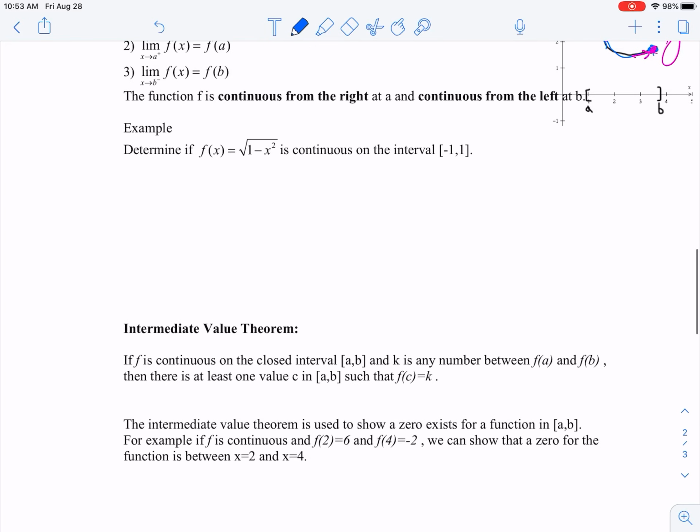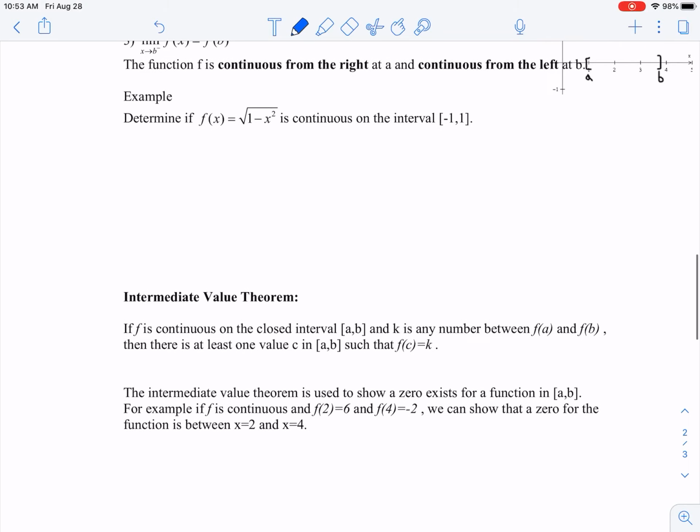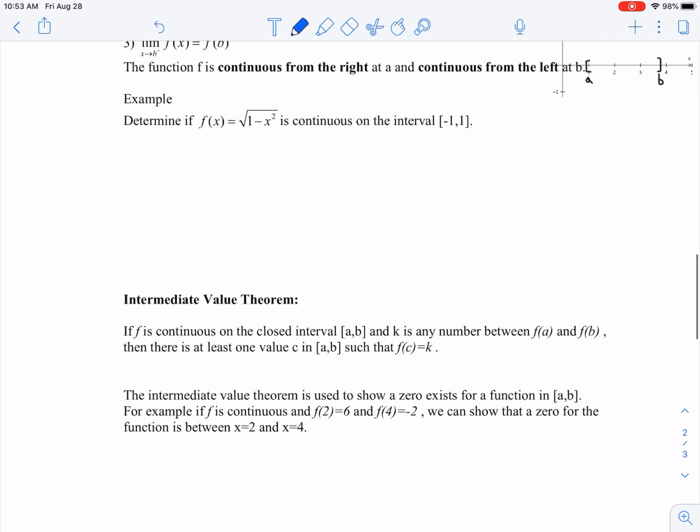We want to determine if f of x equals the square root of 1 minus x squared is continuous on the interval from -1 to 1. Well, I'm going to rewrite that problem as y equals the square root of 1 minus x squared. I'm going to square both sides, add x squared to the other side. Anybody know what that graph is? Yep, it's a circle with a radius of 1.